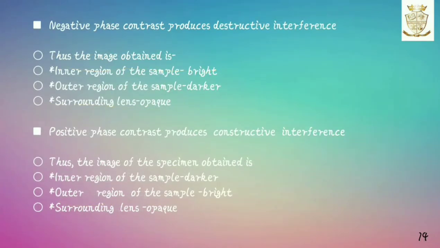Negative phase contrast produces destructive interference. Thus, in the image obtained the inner region of the sample is bright and the outer region of the sample is darker, and the surrounding lens is opaque. The positive phase contrast produces constructive interference. From it, in the image of the specimen obtained the inner region of the sample is darker and the outer region of the sample is brighter. Then the surrounding lens is also opaque.